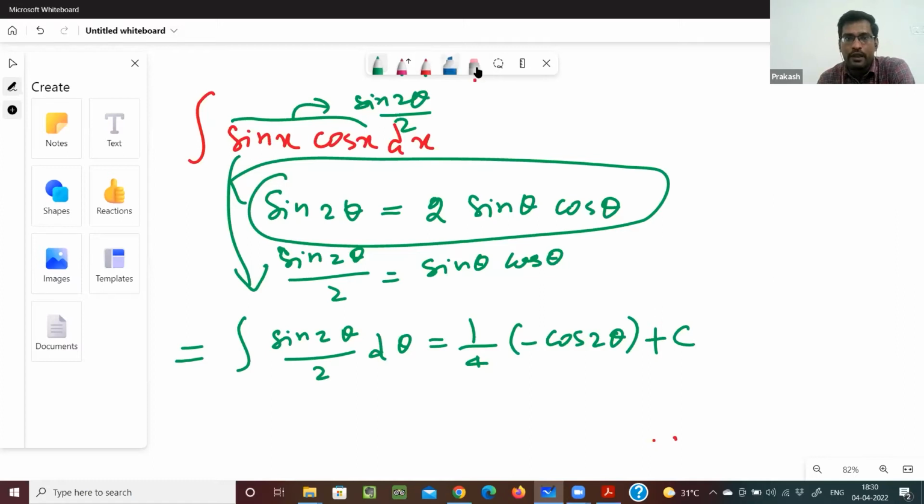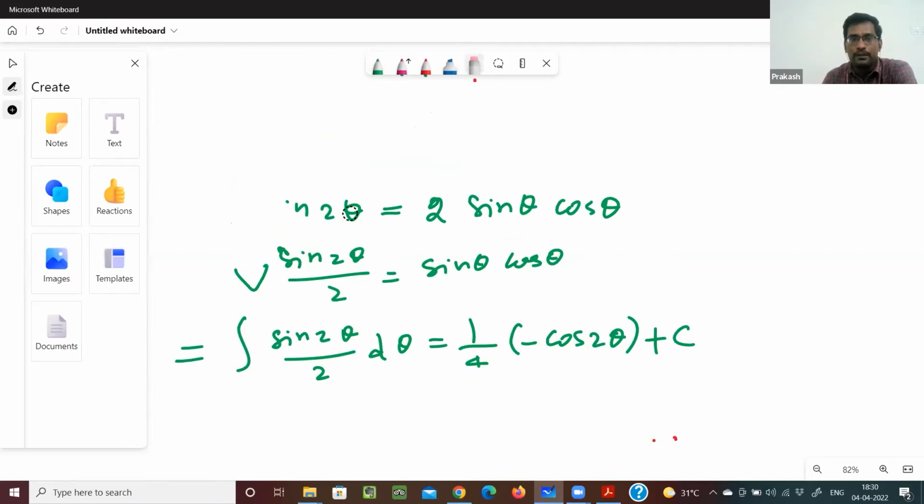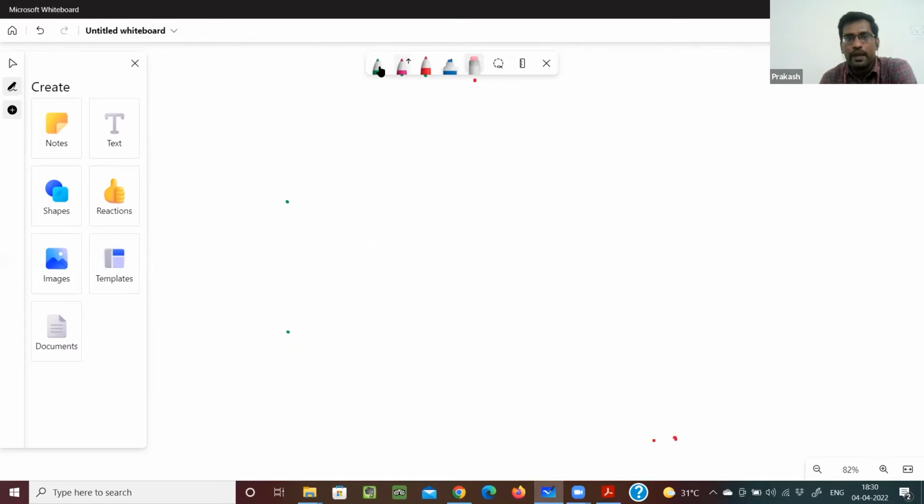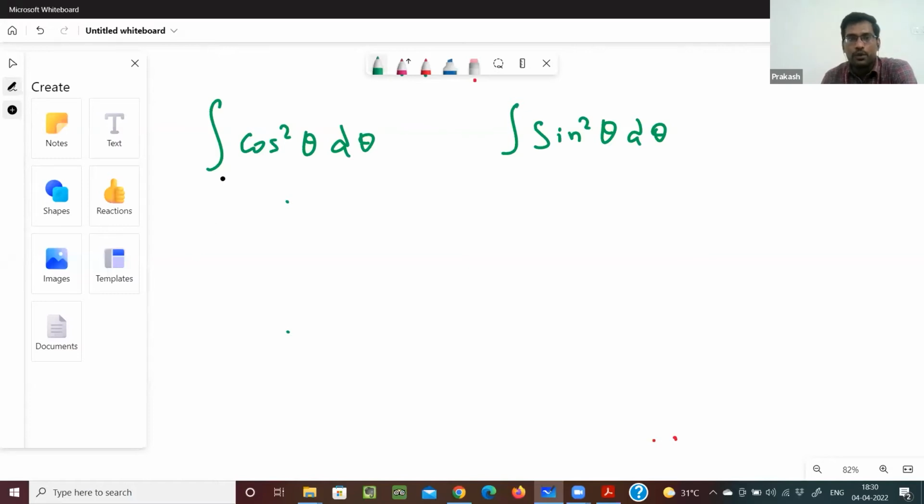So I will take another example, a simple example. For example, the integral of cos square theta or sin square theta. So here, the integral of cos square theta, or otherwise we can take the integral of sin square theta. Sometimes product terms will come, sometimes power functions will be involved. So here, suppose cos square theta is coming.